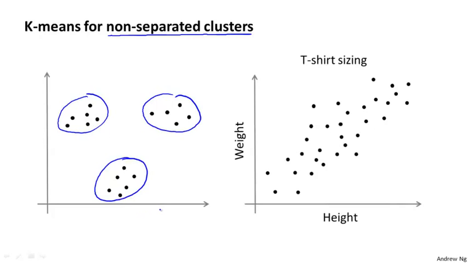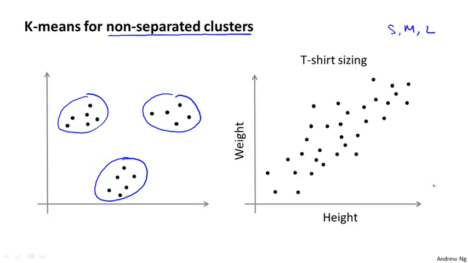Here's an example application to t-shirt sizing. Let's say you're a t-shirt manufacturer, and you've gone to the population that you want to sell t-shirts to, and you've collected a number of examples of the height and weight of people in your population. I guess height and weight tend to be positively correlated, and so maybe you end up with a data set like this, with a set of examples of different people's heights and weights. Let's say I want to design and sell t-shirts of three sizes: small, medium, and large. So how big should I make my small, how big should I make my medium, and how big should I make my large t-shirts?